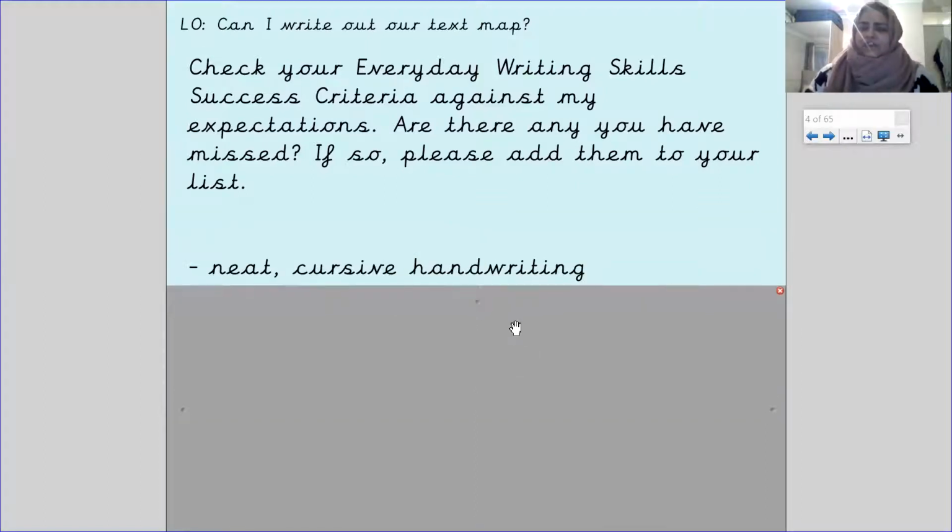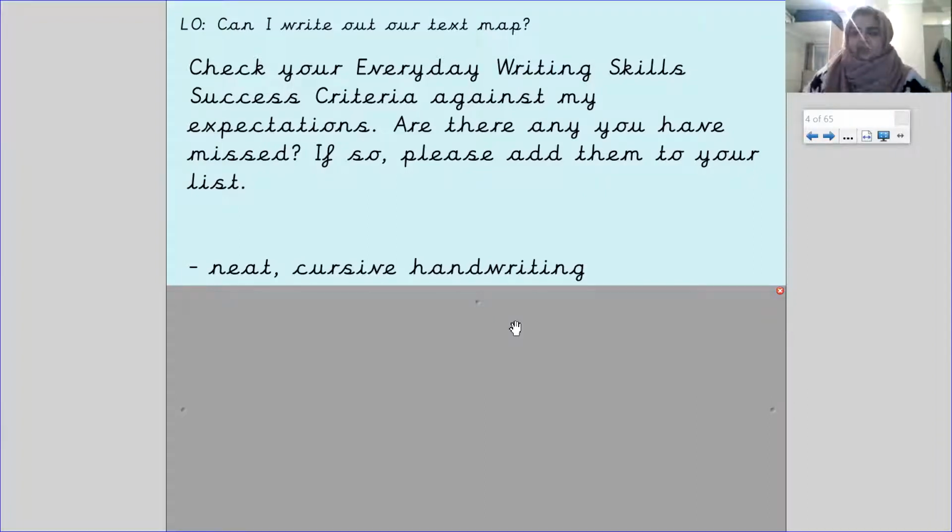So the first is neat and cursive handwriting. So what you must do is you must always start your writing from the margin, and you must always write on the line. Now, if it's a title or a heading, you use a ruler to underline it. You need to make sure that your handwriting is cursive, so your writing needs to be joined up, unless it's the start of your sentence. So if it's a capital letter and it's the start of your sentence, you do not join it up.